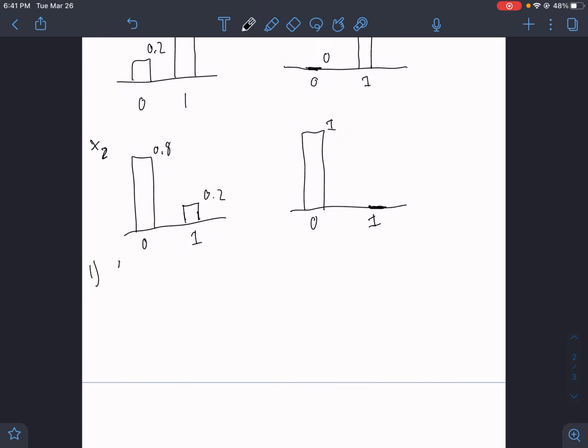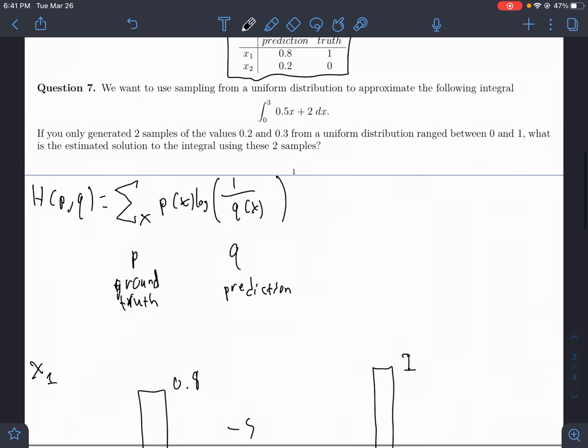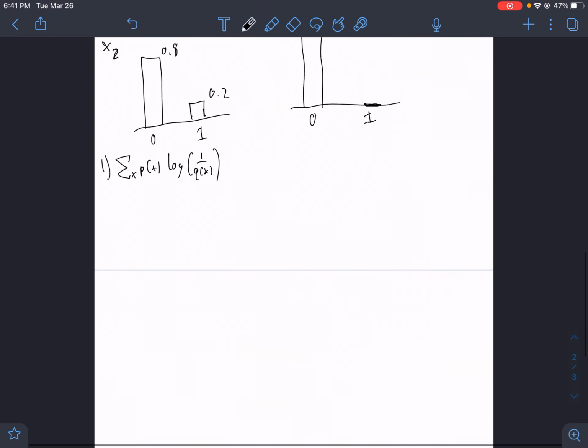So we have the sum of P of x times log 1 over Q of x. Well, I see that I've made a mistake in my function up here. This is log of 1 over Q of x, not 1 over log Q of x. That would be silly. Anyways, let's go back to our function.